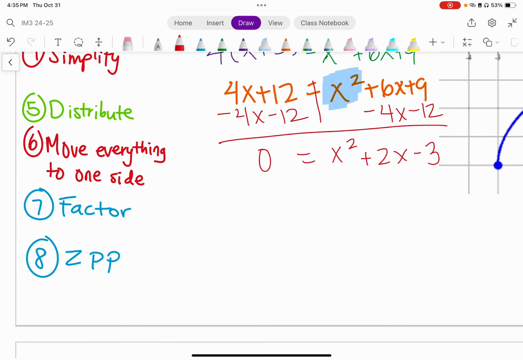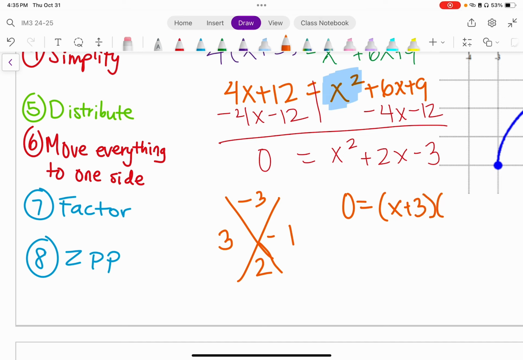This is a trinomial which we're going to factor. So negative 3 goes on top, 2 goes on the bottom. Two numbers that multiply to negative 3 and add to 2 would be 3 and negative 1. We're going to rewrite these factors as x plus 3 times x minus 1.